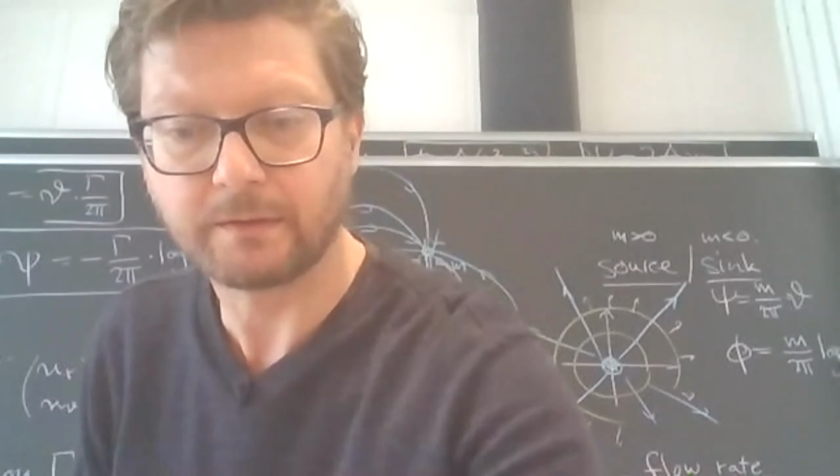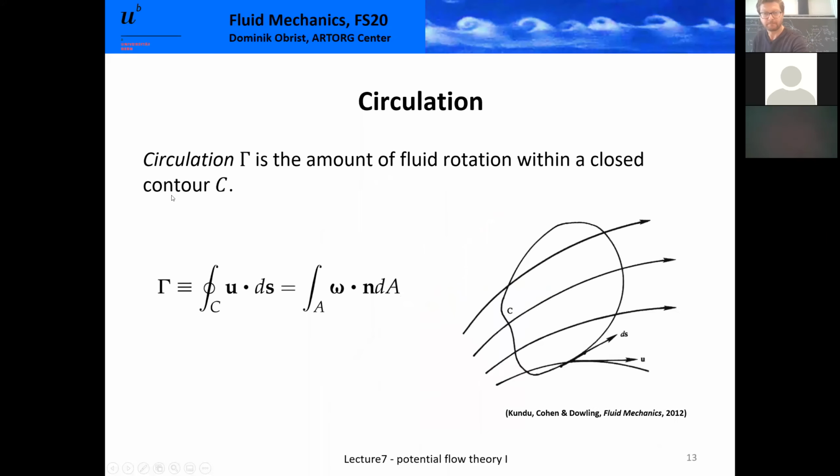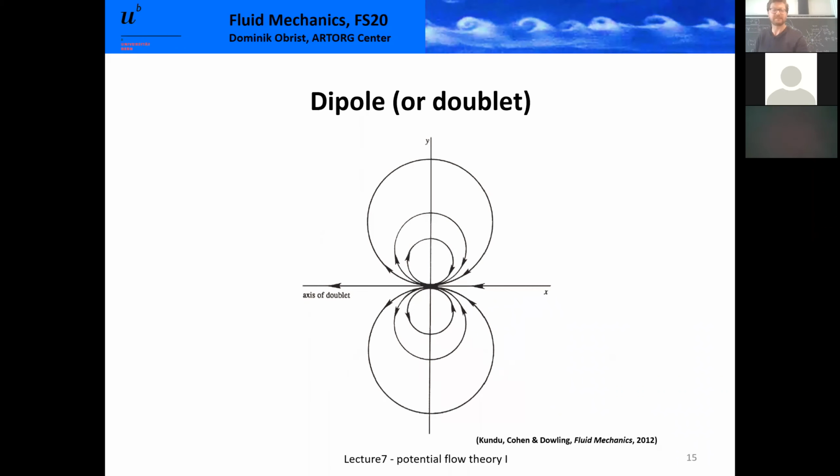Two monopoles coming together infinitesimally close are dipoles, like the one we see here. So this is the stream function of a dipole.